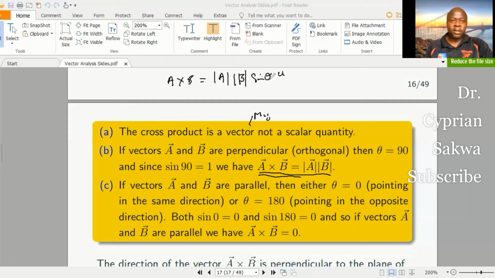But sine theta will be sine 90. What is sine 90? Sine 90 will be 1. And therefore we are left with the cross product of A and B being the magnitude of A times the magnitude of B, of course with the direction. That direction tells us where the cross product is pointing.